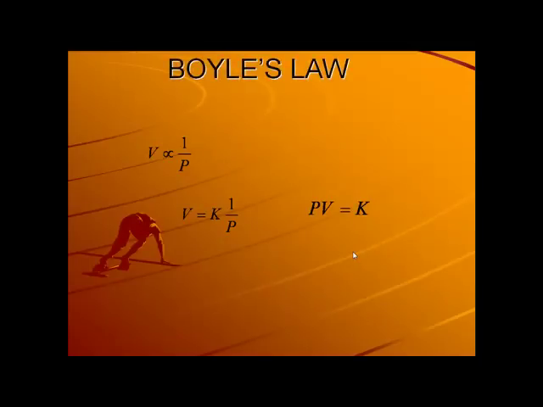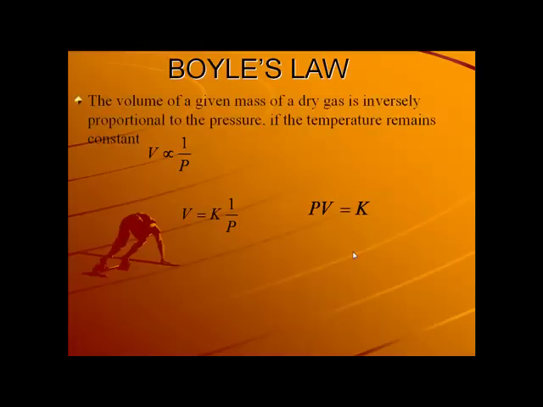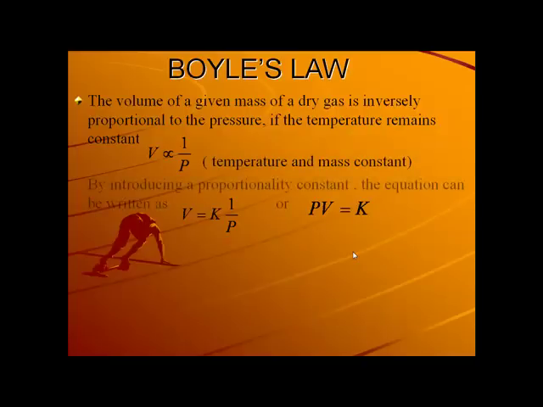The first law to be studied is Boyle's law. The volume of a given mass of a dry gas is inversely proportional to its pressure if the temperature remains constant, or V is proportional to 1 by P, where temperature and mass remain constant. By introducing a proportionality constant, the equation can be written as V is equal to K by P, or PV is equal to K, a constant.